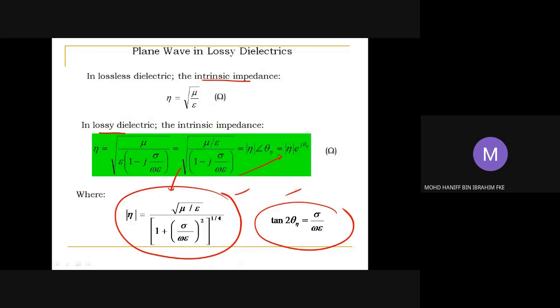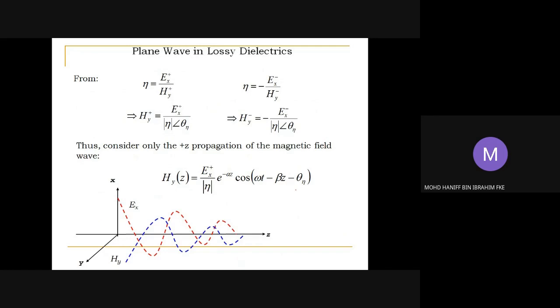You just need to know that for the case of a lossy medium, the impedance is now a complex number. The next topic is the relationship between the E and H for the lossy medium. What should be the difference between the E and H for the lossy medium? Because we know that eta can be written as amplitude and phase. This is for the case of impedance in lossy dielectrics.